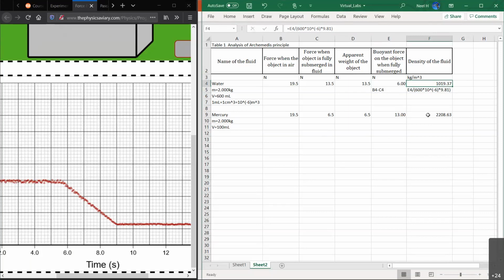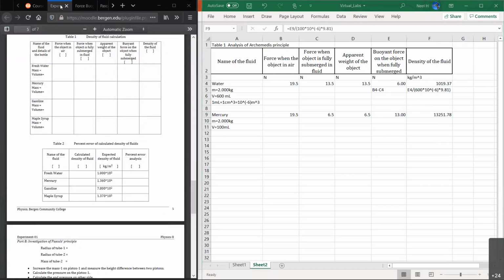Now you can see this number is not the density of the mercury, because that should be 13,000 something. The reason is when I did the previous calculation here, the volume was 600. I have to correct that. Now if you click here and change this into volume, now I have 100. Now you can see the right number, 13,251.78. So the density of the mercury should be, you can see the standard value here, 13,600. That's close enough. Okay, we have some error, but that's okay.